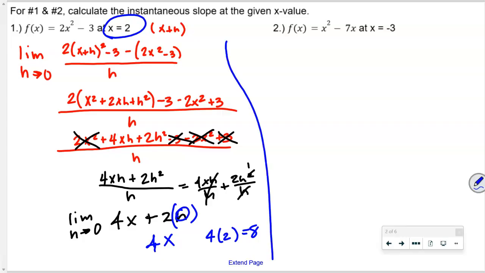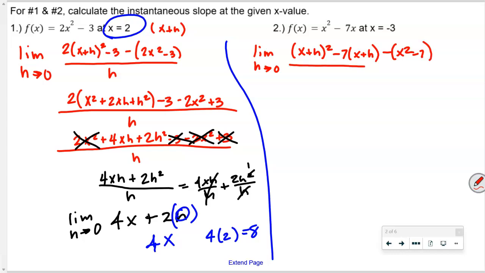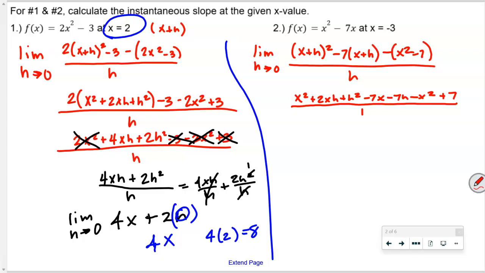All right, so for this next one, again, we're going to write our limit. Our limit as h approaches 0. Again, (x plus h) squared minus 7 times (x plus h). Okay, then we're subtracting that whole function. So that's going to be x squared minus 7x, right? All over our h here. So again, this is going to be x squared plus 2xh plus h squared minus 7x minus 7h minus x squared plus 7x, all over our h.